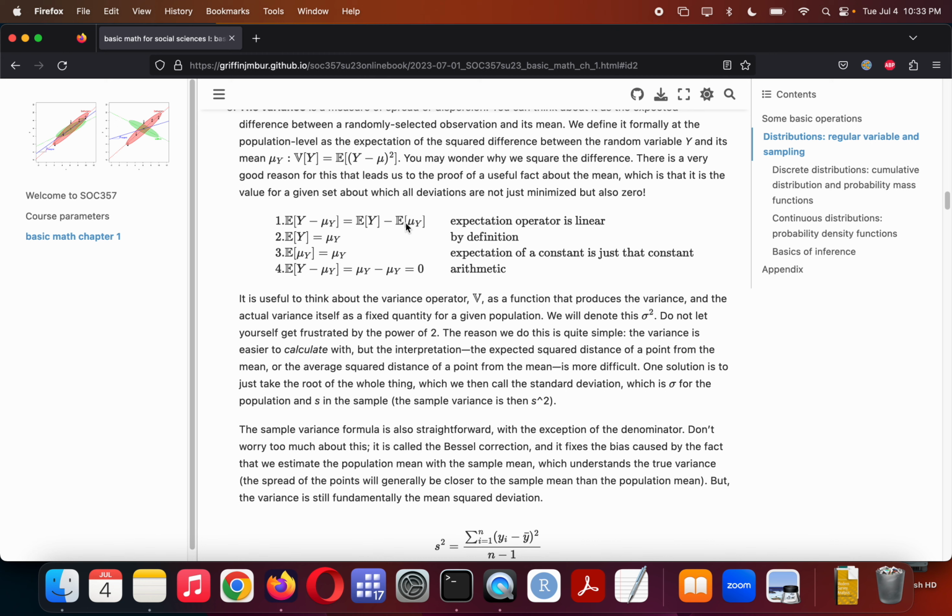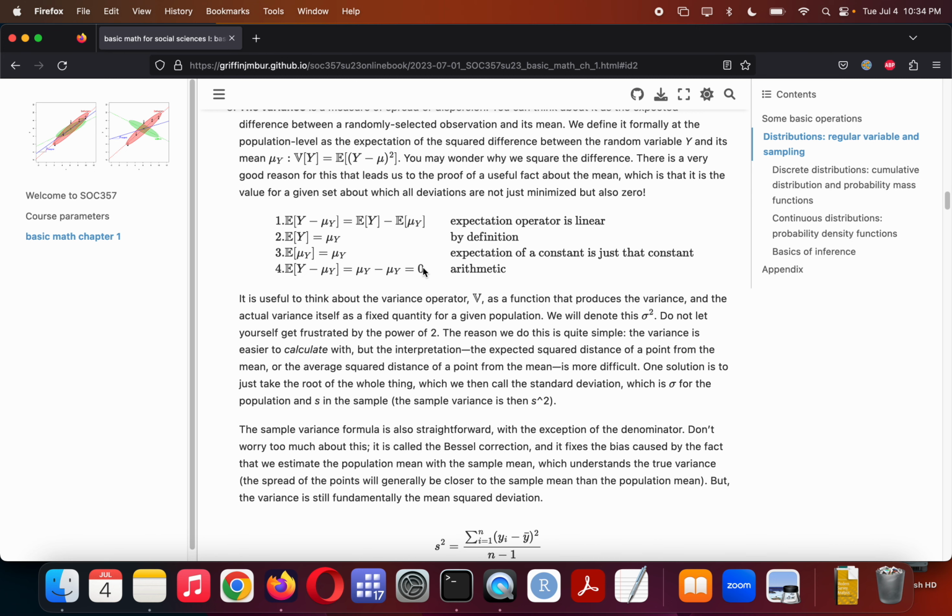So then, by definition, the expectation of y is equal to mu y, and the expectation of mu y is just mu y, because the expectation of a constant, or the average of a constant, is just the constant. So then finally we have that the expectation of y minus mu y is equal to mu y minus mu y, which is equal to 0. So in other words, the deviations from a mean sum to 0. And this is true in the sample as well, by the way.